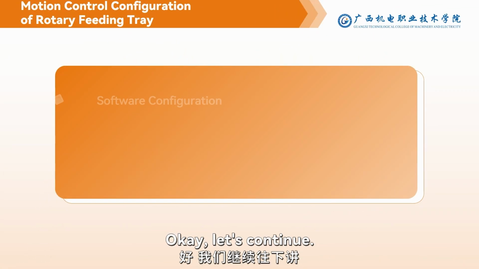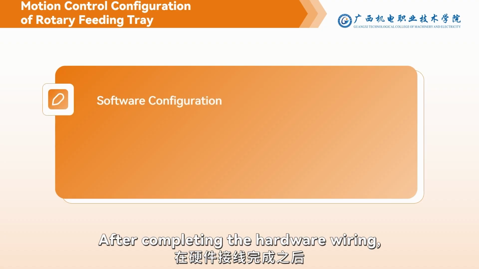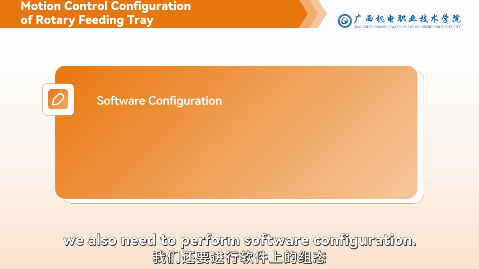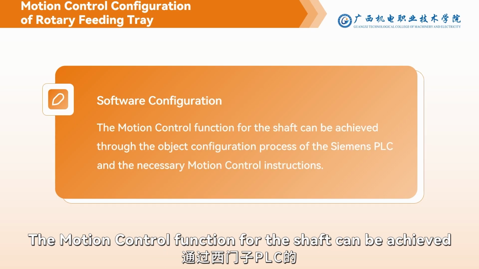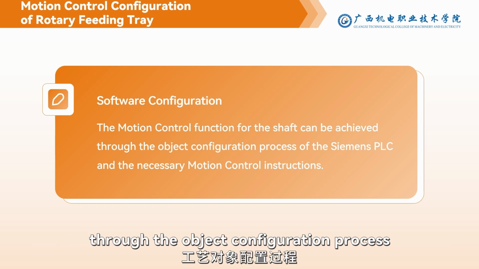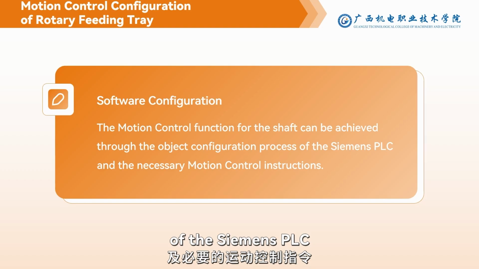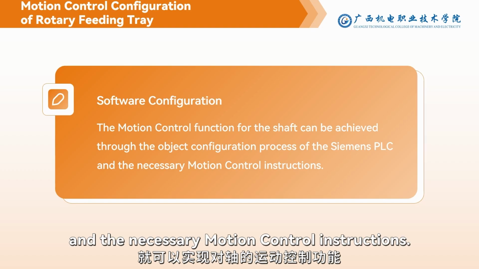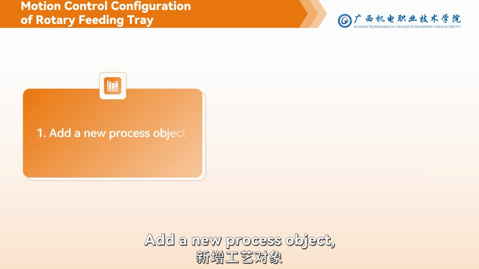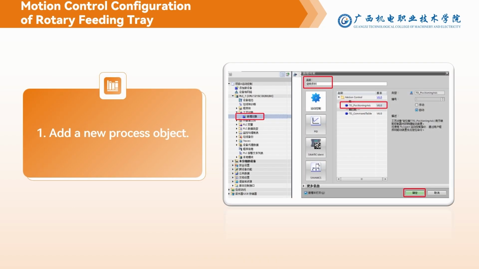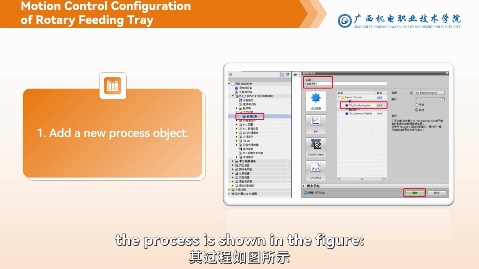Okay, let's continue. After completing the hardware wiring, we also need to perform software configuration. The motion control function for the shaft can be achieved through the object configuration process of the Siemens PLC and the necessary motion control instructions. The configuration process is as follows. Add a new process object. The process is shown in the figure.